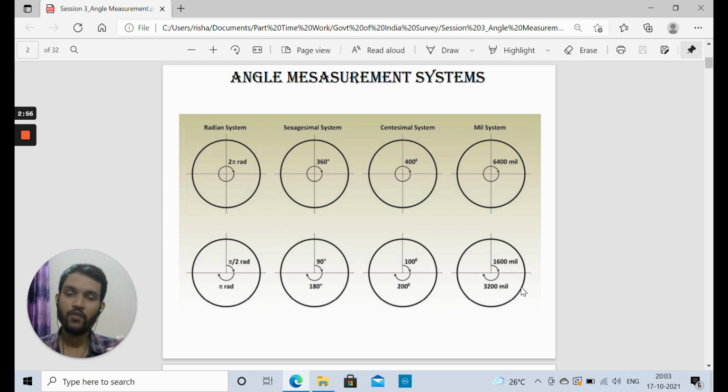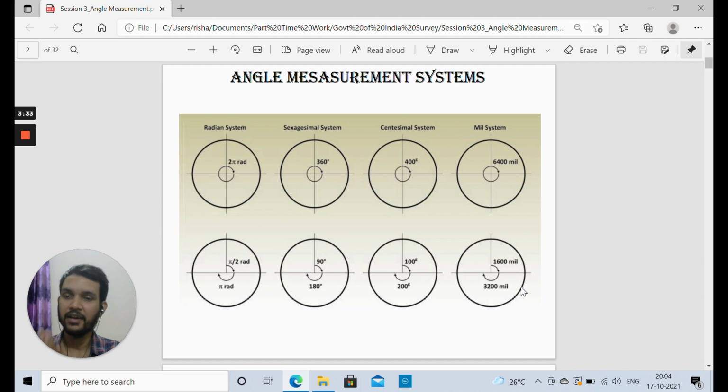In the Radian system, we assume that the entire circle is divided into 2 pi radians. The Sexagesimal system, the second one, is the most common system that we use in India for angle measurement. It says that for one complete revolution of a circle, the angle that is traversed is 360 degrees. This is the Sexagesimal system.